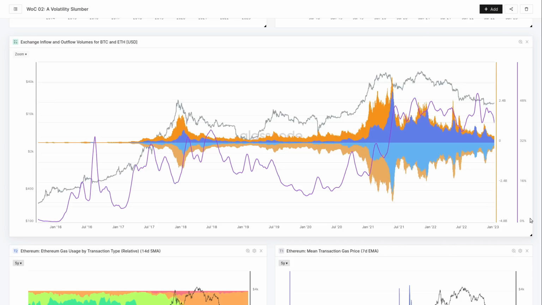Now, what I want to really highlight here is how similar the pattern between 2017, this is the irrational exuberance.